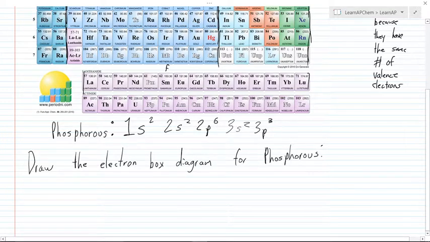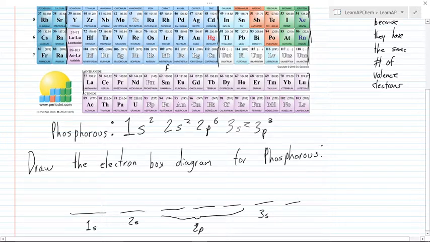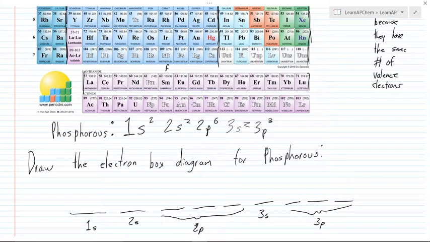So that brings me to the electron box diagrams. So all we have to do is write our 1s, and for s's we only have 2. And I'm just going to write these out until I get to the end. So again, for p we have 3, 2p, 3s, and 3p. And so now that I have that drawn out, again, p's always have 3 orbitals per energy level. A d is going to have 5, and f is going to have 7.